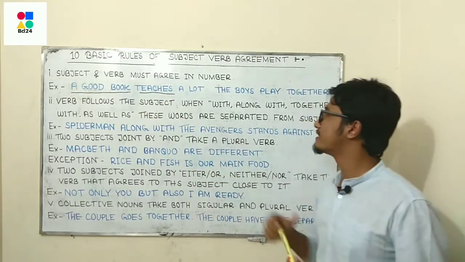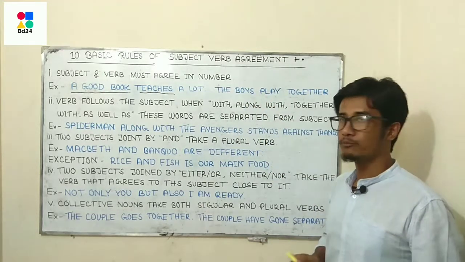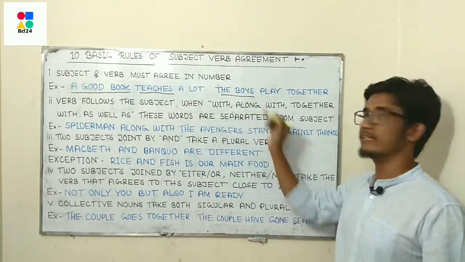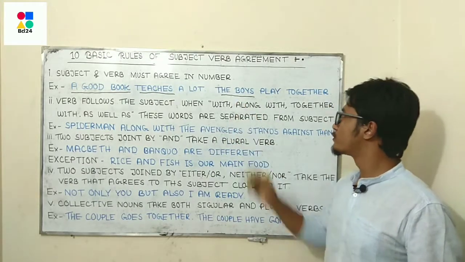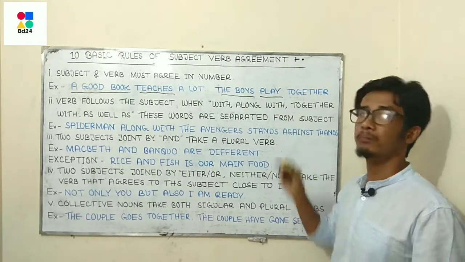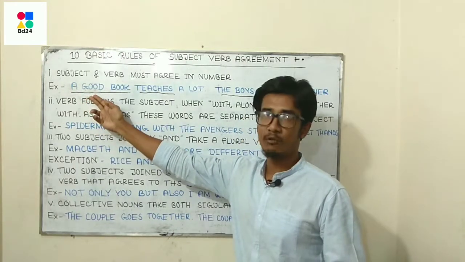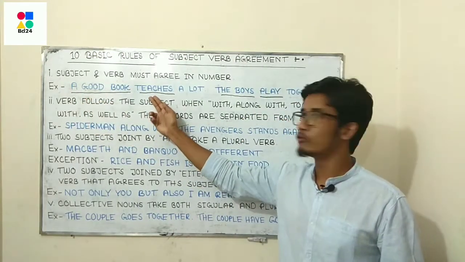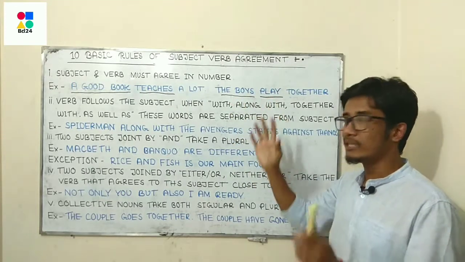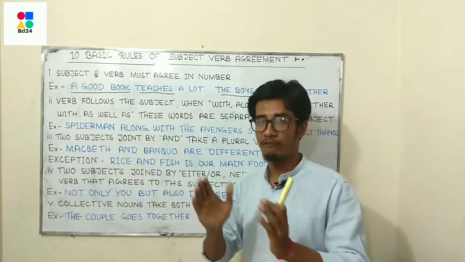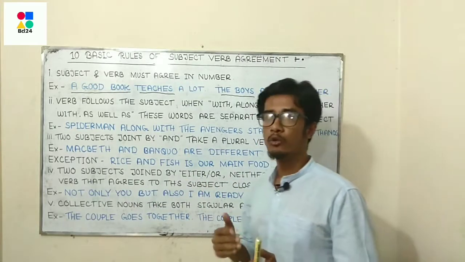And now let me show you the second example. The boys play together. So what is the subject? The boys. The boys is the subject here, and it's a plural subject. So the verb is also plural, play. So dear viewers, you have seen that if the subject is singular, the verb will also be singular. If the subject is plural, the verb will also be plural. So this is the basic thing. Subject and verb must agree in number. So let's move on to the next rule.